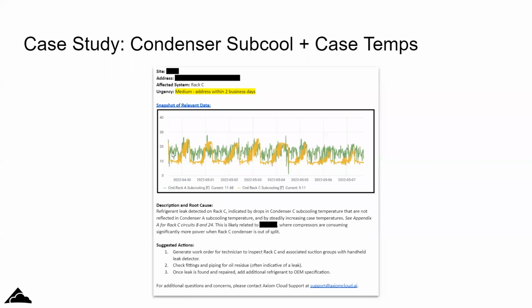So the green trace here, you can see that the subcooling is pretty consistent over time, whereas the yellow condenser, which was condenser C, subcooling is fluctuating. It actually turns out with, like we talked about before, condenser split. So this was just kind of indicating that when the condenser goes in and out of split, this big change in subcooling was telling us that there was a low charge here. And so again, a leading indicator for downtime, essentially, and for warm case temperatures.